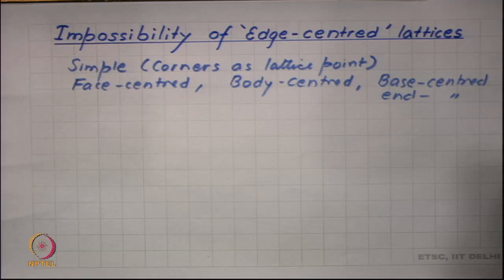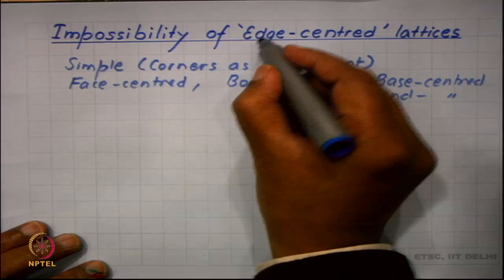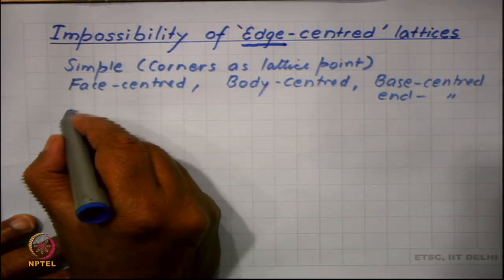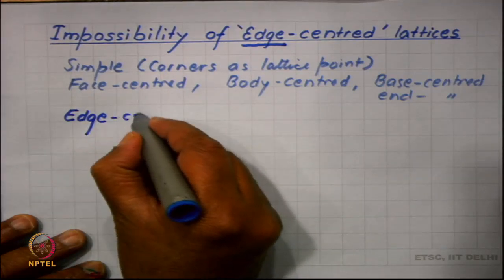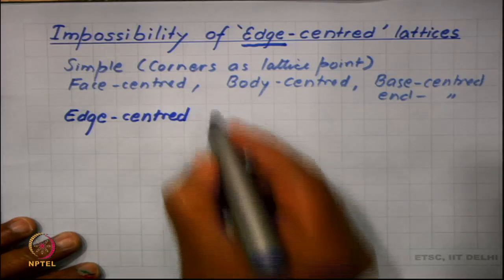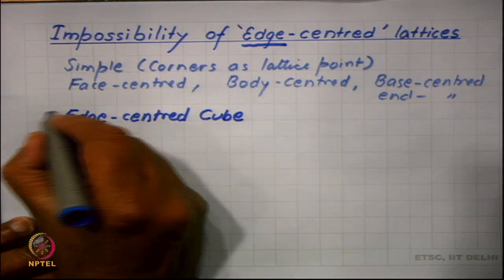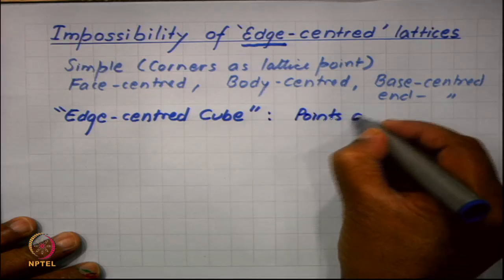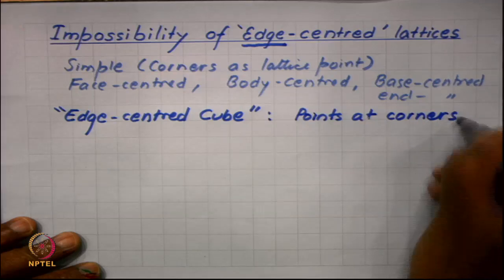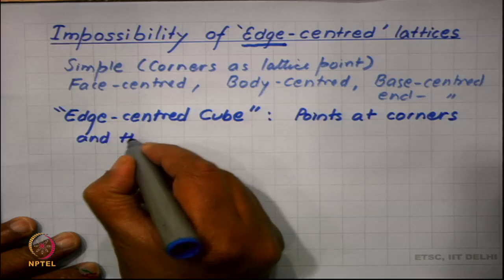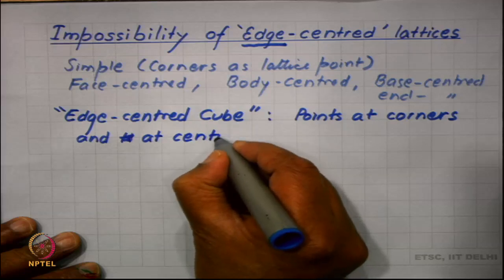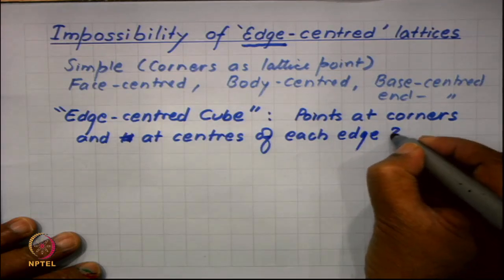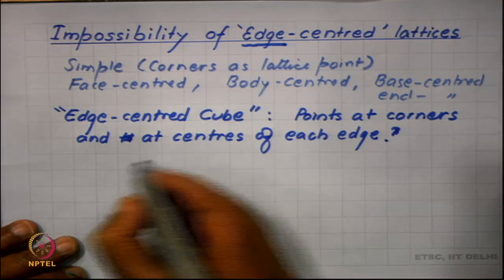So, the question can be asked, why do not we have any lattice which we can call edge centered? By edge centered, we will mean points at the centers of each edge. So, let us consider edge centered cube. So, points at corners and at centers of each edge. Let me construct one unit cell like that.